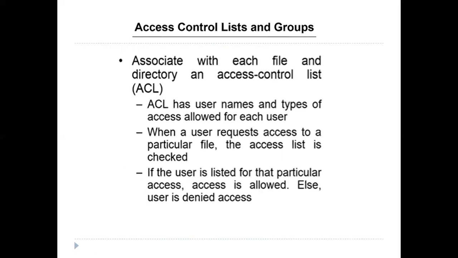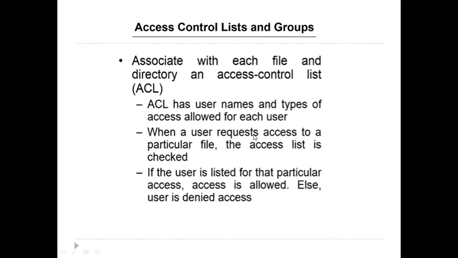That is maintained in a list, which we call an access control list. Associate with each file and directory an access control list. So each file has a list saying that if 10 people are using that file, what control do they have on that particular file? Maintain that in a list. Let's say there is a directory: who has access to that directory, and what control do they have on it? So you maintain an access control list, that is nothing but ACL. What is ACL? An access control list for each file or directory. ACL has usernames and the types of access allowed for each user.